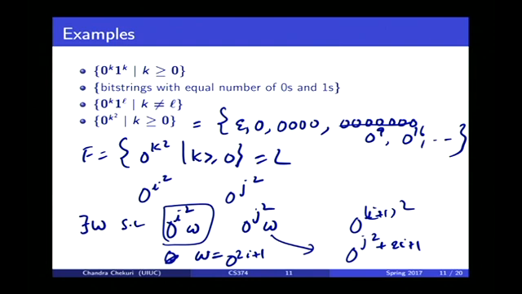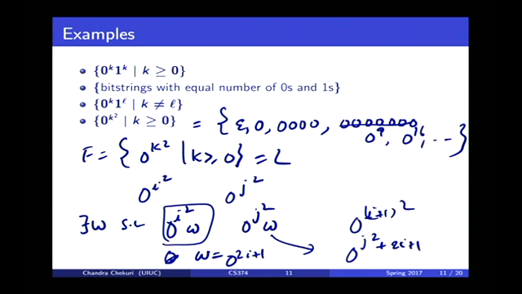I want to claim that because i is less than j, this cannot be a square. See, what is the next square after j square? It is (j plus 1) square, but (j plus 1) square is bigger than this. So I cannot get to a square by adding a small number. So this is in the language, this is not in the language. Okay, it's a little tricky, no?